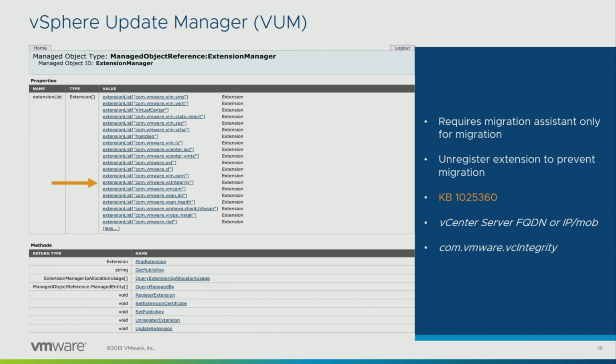For customers that don't want to bring VUM across, all you have to do is just unregister VUM with your current VC. Migration assistant will not detect the plugin, and it won't copy the data across. And so you just need to follow this KB, run a couple of commands, and then you can unregister VUM if you don't want to convert that across.